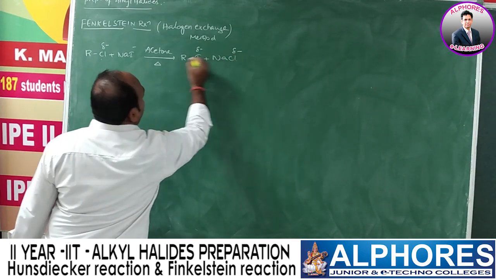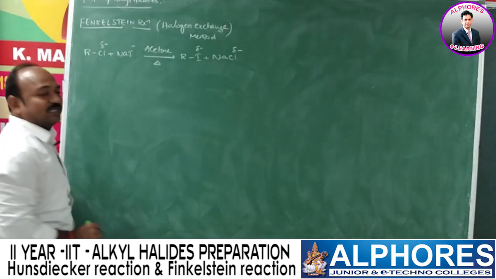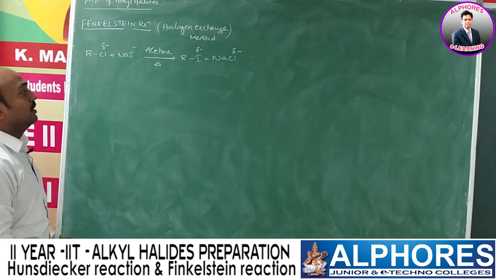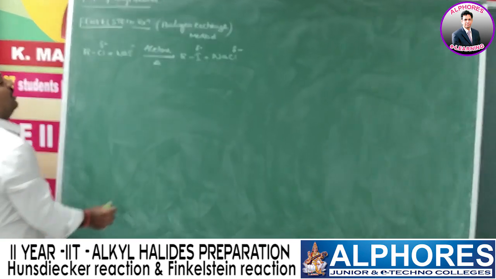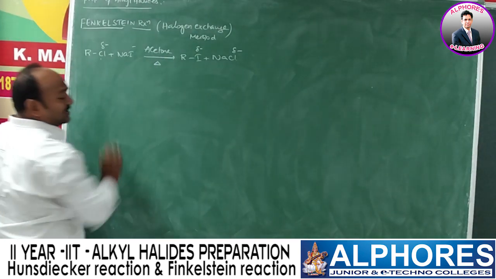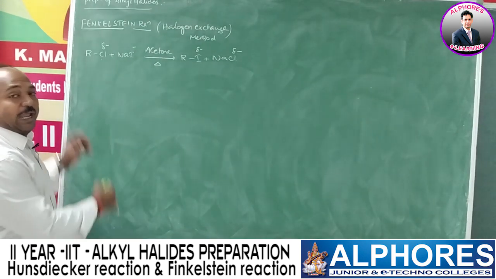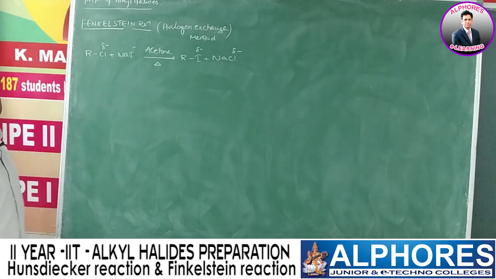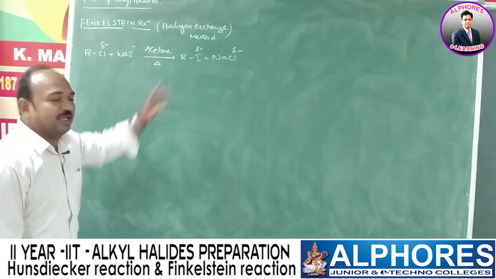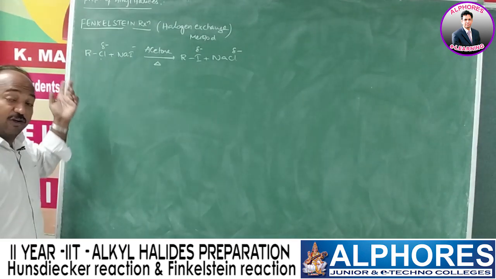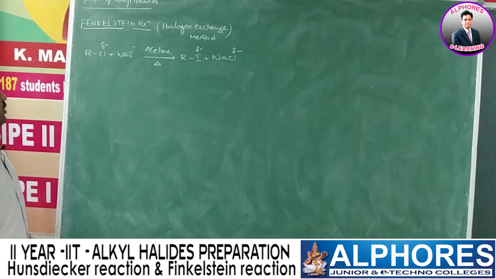Sir, can't we say Cl minus again displaces I minus? Is it not possible for Cl minus to displace I minus? Meaning, can't we expect any reverse reaction? So can we say this method is a good method? Yes, obviously this method is a somewhat better method for preparation of alkyl iodides from alkyl chlorides.